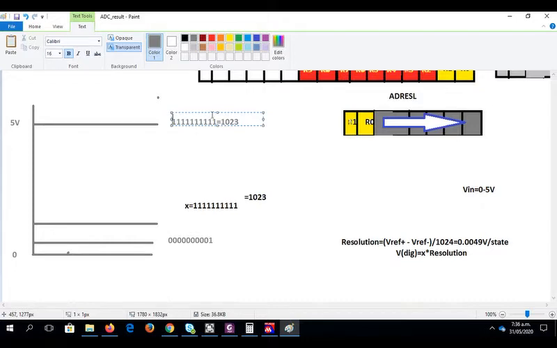That will be 2 to the power of 10, that will be 1024 states. And the voltage range reference I have taken is 0 to 5. So I can find the resolution, which equals the positive reference minus the negative reference divided by the number of steps. And that will give you 0.0049 volt per state. So if you know the voltage per state, then each state, if you multiply it with this resolution, will give me the voltage.